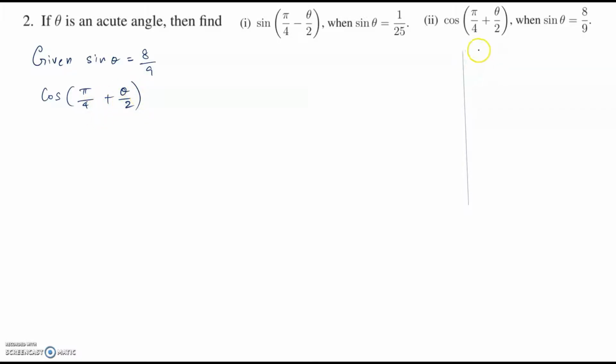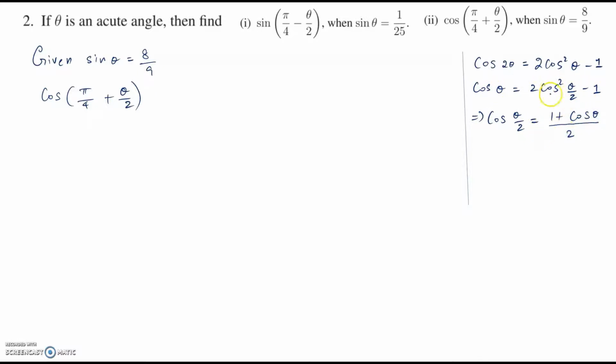Again here, the formula that we would be using is cos 2 theta is equal to 2 cos squared theta minus 1. So we can rewrite this as cos theta is equal to 2 times cos squared theta/2 minus 1. And again you can rewrite this as cos theta/2 is equal to, if you take the 1 to the other side, this becomes 1 plus cos theta, then divided by 2, then this is a square, so this is a square root.